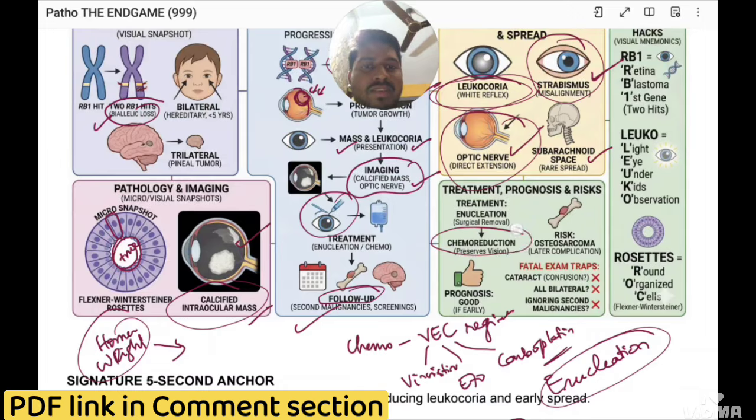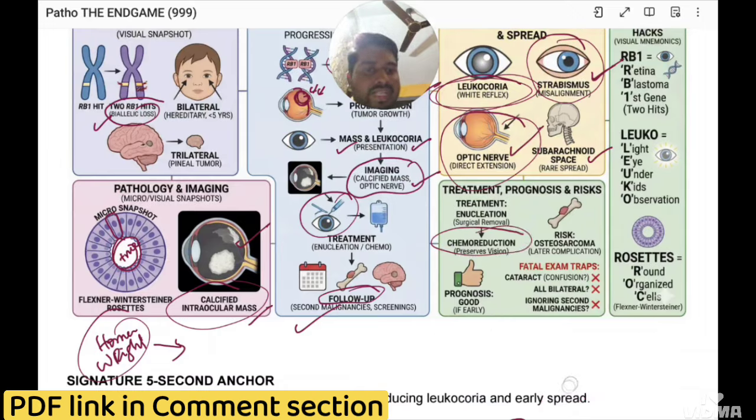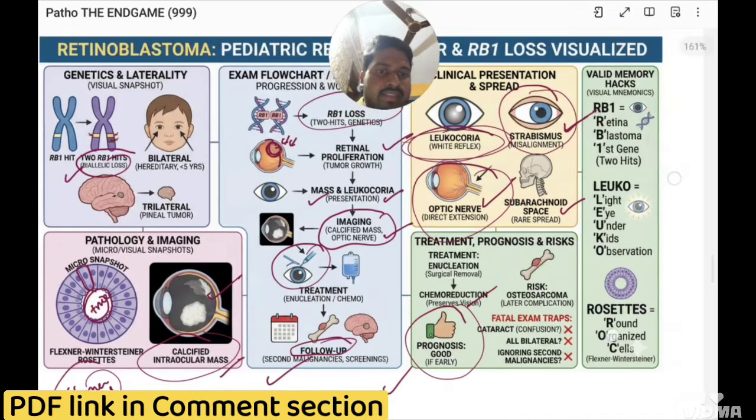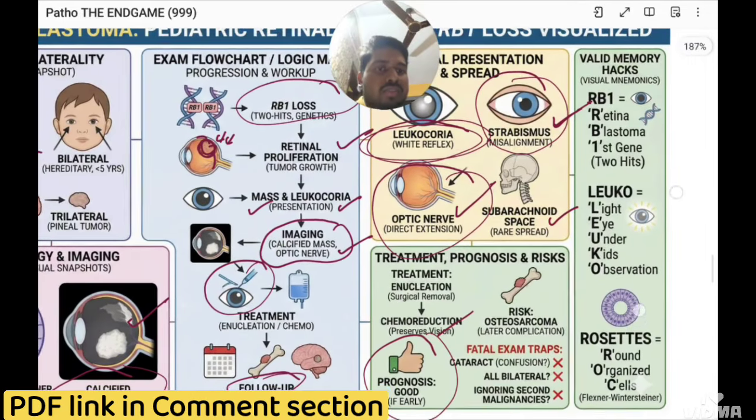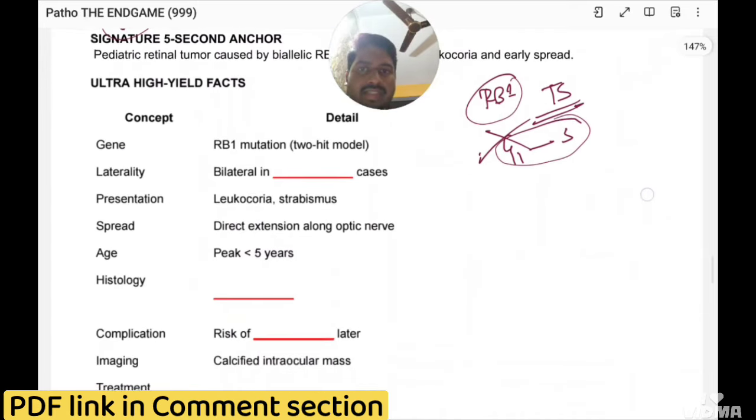So there is something called chemo reduction. What is chemo reduction? When the tumor is big, like it is spreading or there is metastasis, we try to reduce the size of the tumor so that we can operate on it, selectively, by giving chemotherapy. That is known as chemo reduction. And prognosis is good if it is detected early. That's why retinoblastoma is an emergency. So I think we are good enough to go ahead with the fill in the blanks.